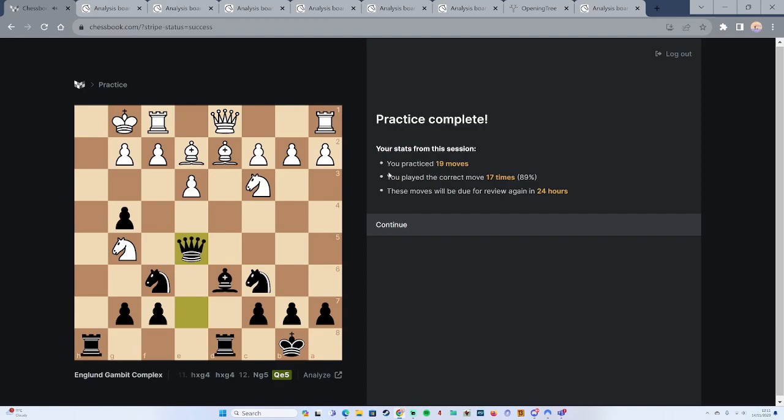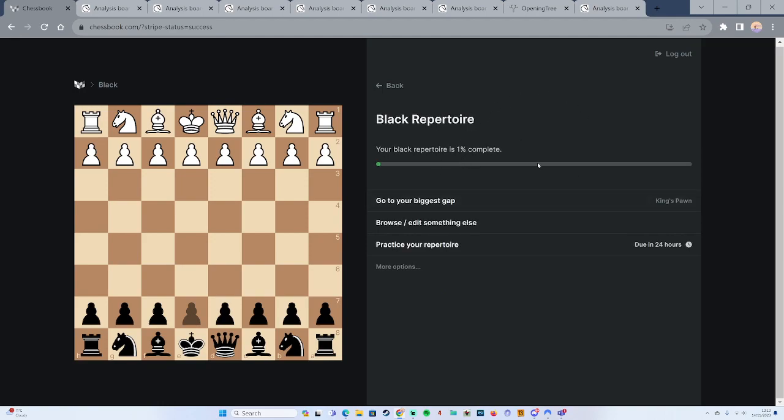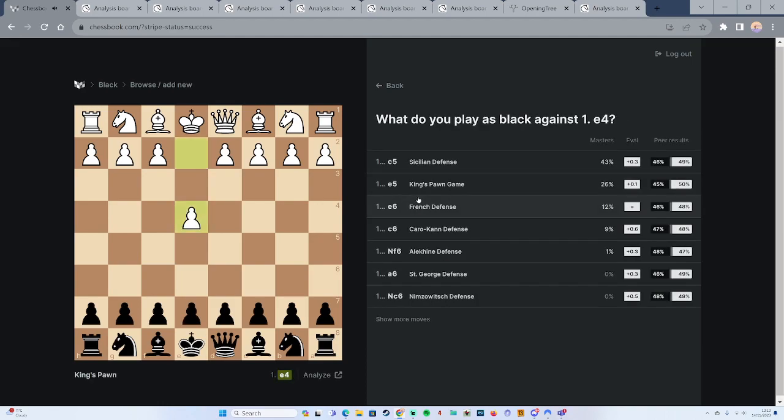Right. We practiced 19 times. We played the correct move 17 times. We got 89%. And we can review again in 24 hours. Continue. My black repertoire is 1% complete. And this is against all possible kind of black openings or whatever. So all these other openings, we haven't built a repertoire out yet. And even this one we haven't finished yet.